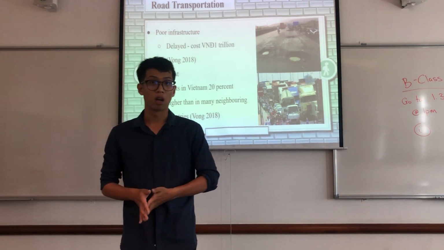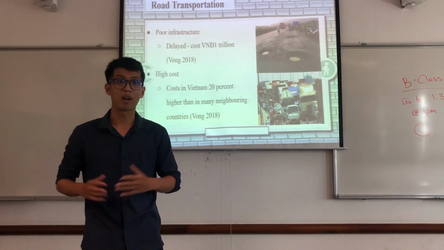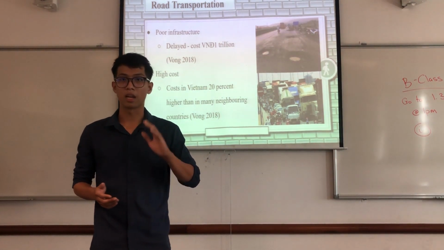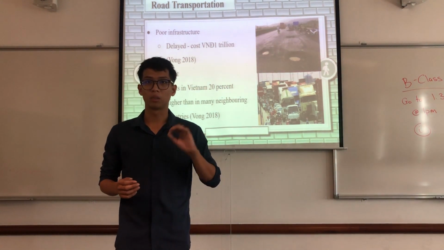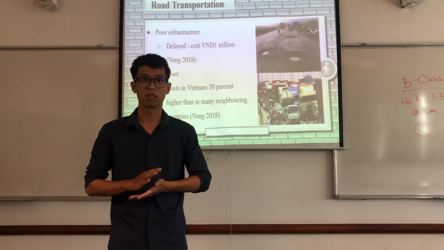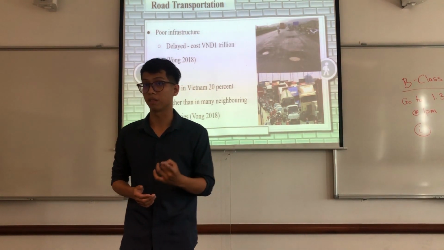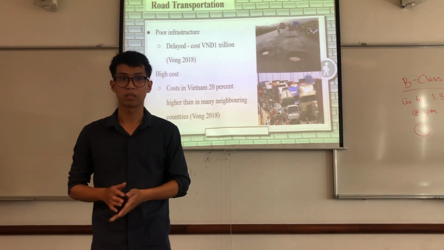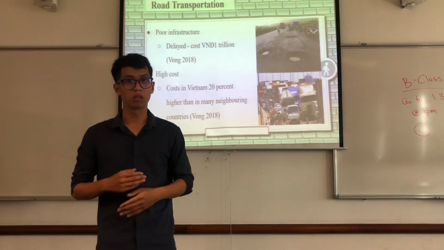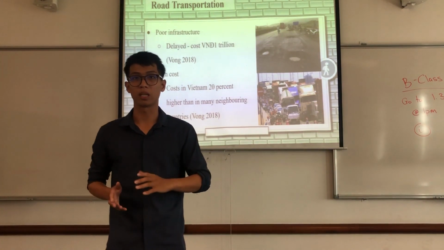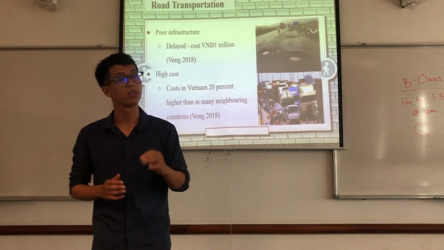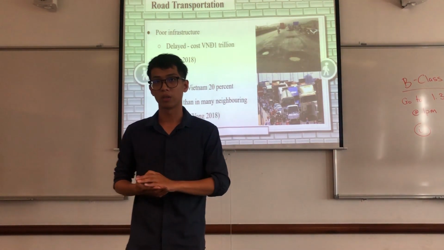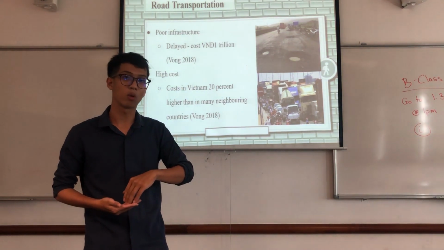However, the government also has a plan to widen this street. But recently they announced that this project needs to be delayed because it will cost 1 trillion more, and this is just one case among many where roads and buildings have to be delayed because of the government budget.